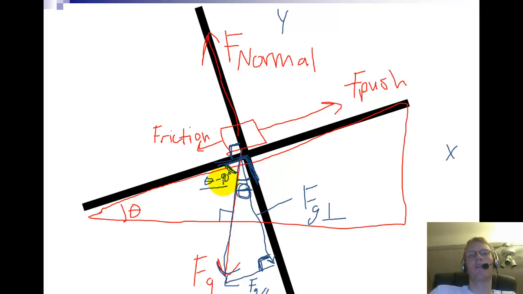I've made a big mistake. Let me fix it real quick. This one is not theta minus 90. This one is 90 minus theta. Okay, let me go back and say that one more time. This one here is 90 minus theta.